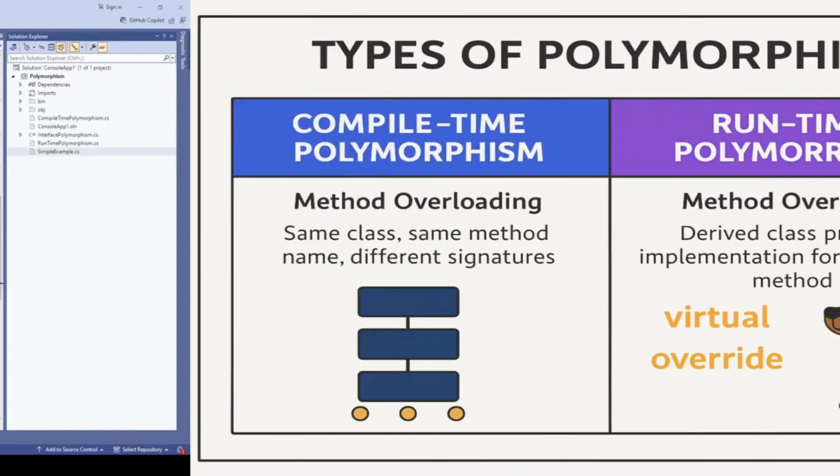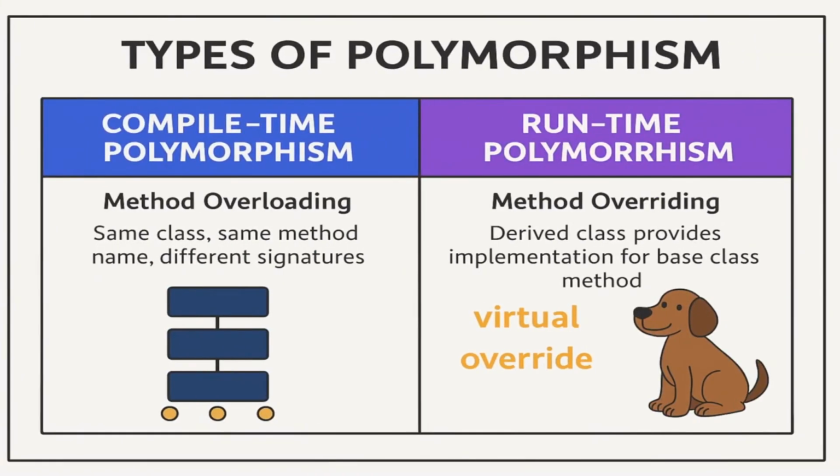Okay, so let's try to understand the different types of polymorphism and how you achieve it. Mainly there are two types of polymorphism: compile time polymorphism and runtime polymorphism.